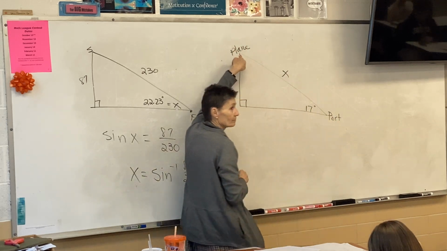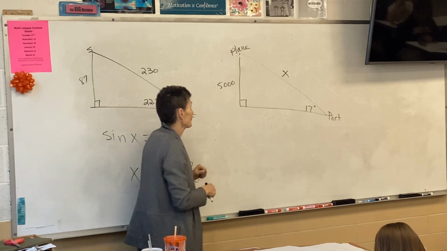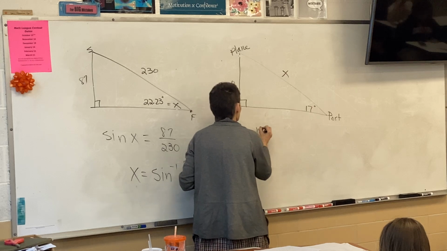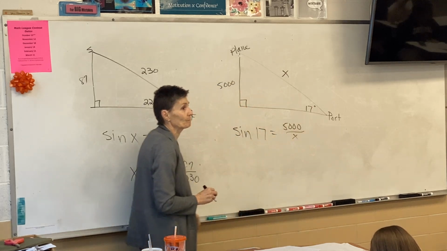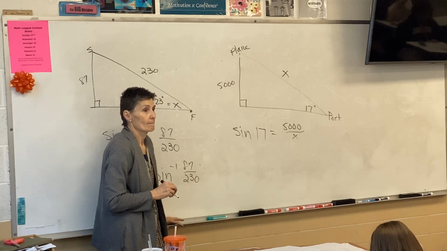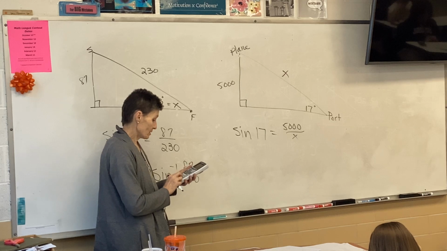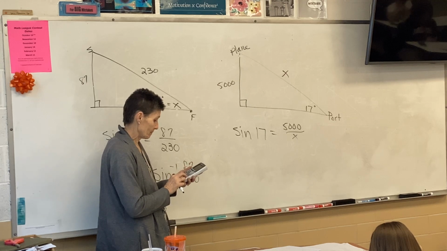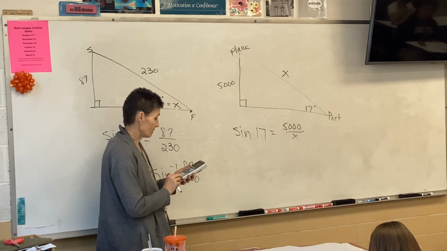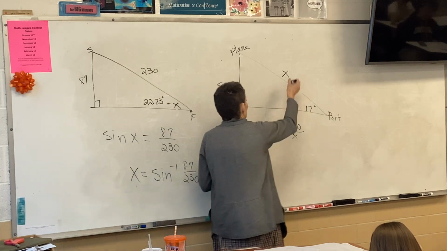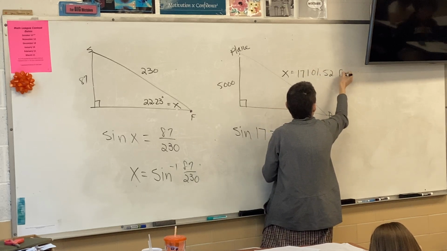So sine 17 equals 5,000 over x. Are you okay with that? Go ahead and solve it and tell me what you come up with. 17,101.52 feet. 17,101.52 feet, is that what you said? Yep.